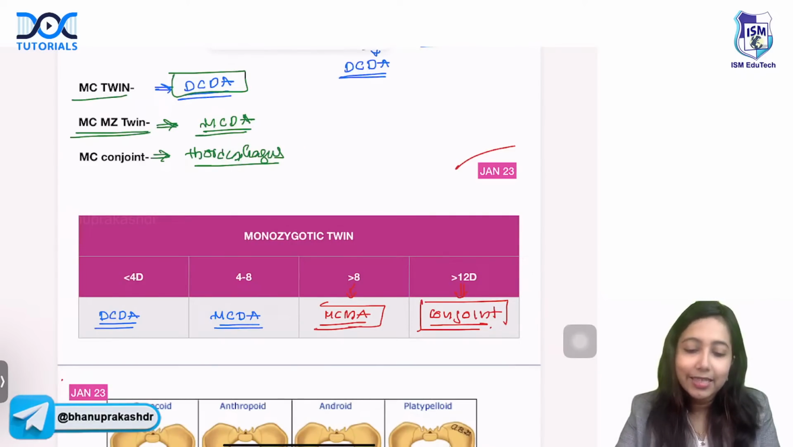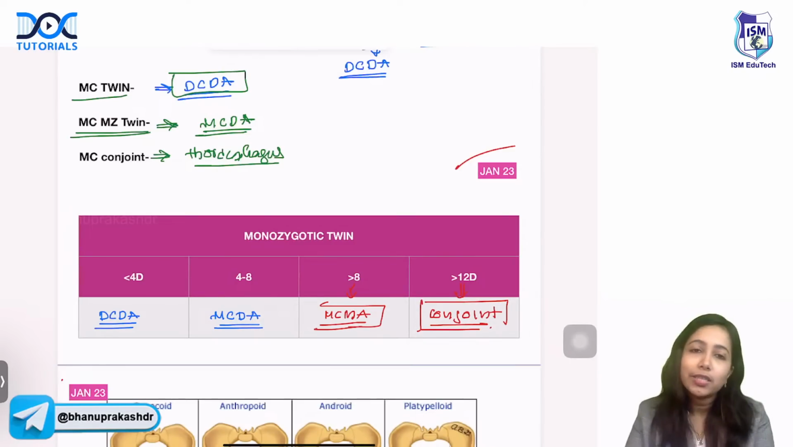Yes, Elon, you are right. It will lead to poly. Yes, esophageal atresia can lead to polyhydramnios.